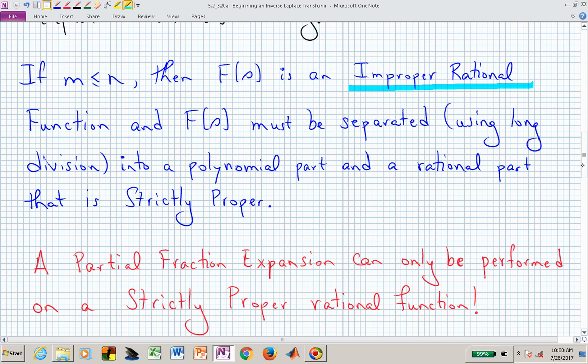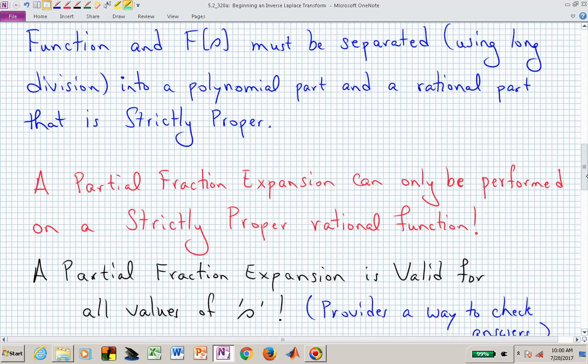A couple of facts. A partial fraction expansion can only be performed, and I can't emphasize this enough, on a strictly proper rational function. You'll get nonsense and you'll spend a lot of time if you start doing a partial fraction expansion on a transform that is improper. So first check your orders and make sure your denominator order is bigger than your numerator order. If it's not, then do the division.